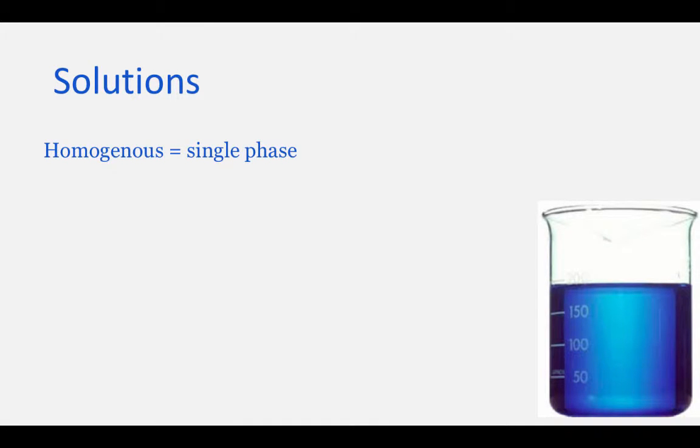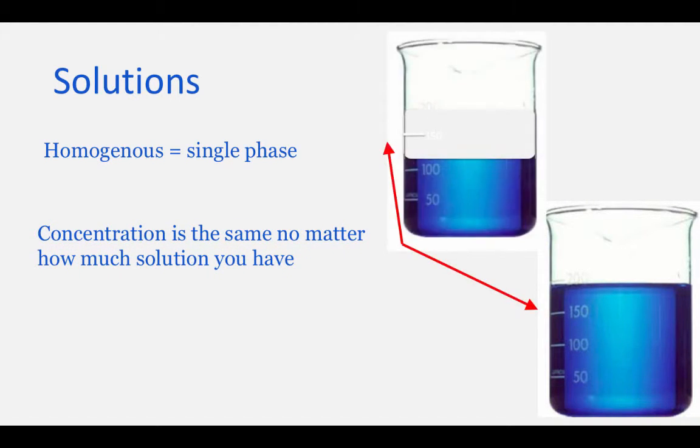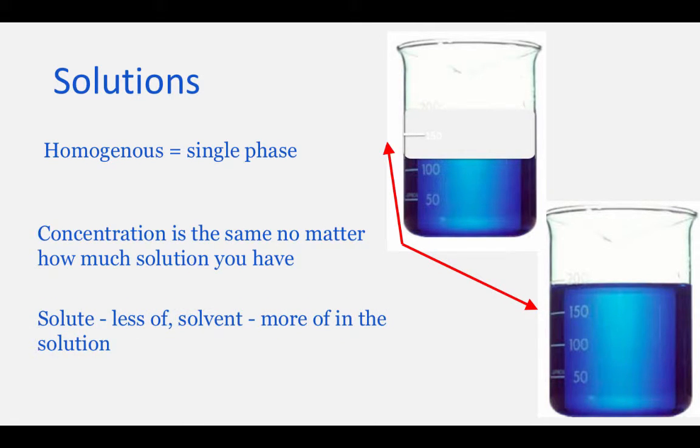A solution is a homogeneous mixture of two or more components. Since a solution is homogeneous, which means it is in a single phase and cannot be separated by physical means, the concentration is the same whether you have a lot or a little solution. The solute is the component that is in the lower quantity, and the solvent is the component that is in the greater quantity. There are many ways to express concentration.